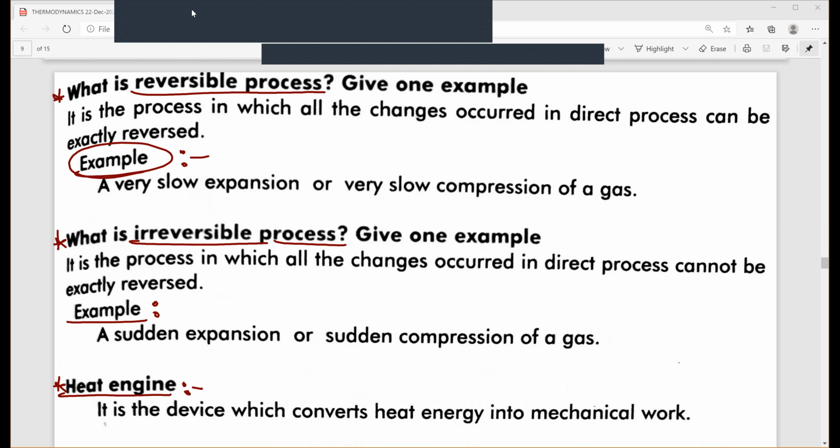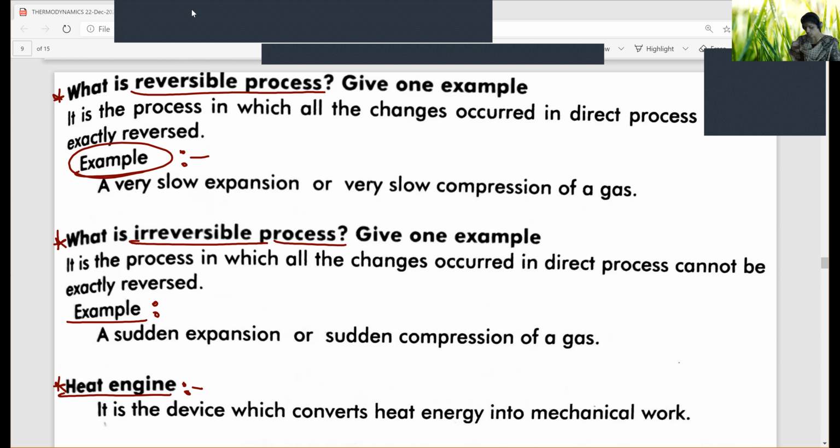And here, reversible process is one of the processes in which all the changes occurred in a direct process can possibly be reversed by itself. An example for reversible process: a very slow expansion or very slow compression of a gas is one of the examples for reversible process.